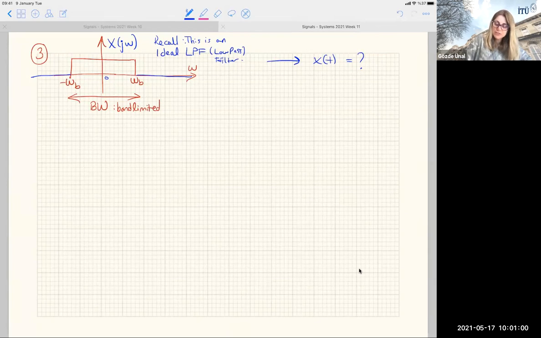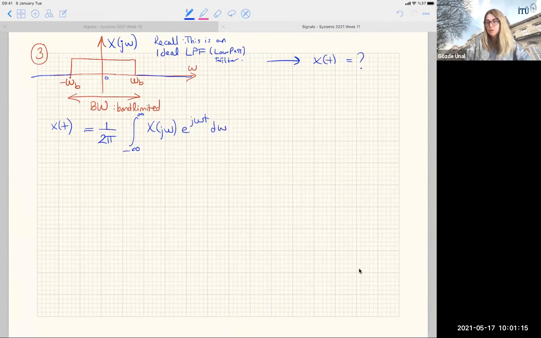So this time we just apply the inverse Fourier transform formula. It's really simple actually. We're doing straightforward mathematics here. X of j omega e to the j omega t d omega, right? I'm trying to integrate out the frequency variable. Now it's an easy integral because it's band limited. It's from minus omega b to omega b, a certain range.